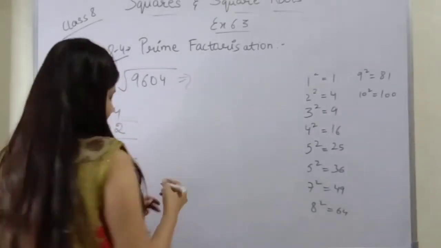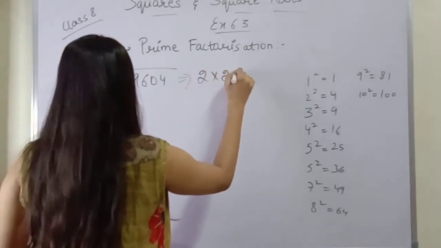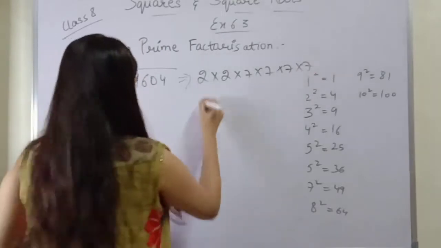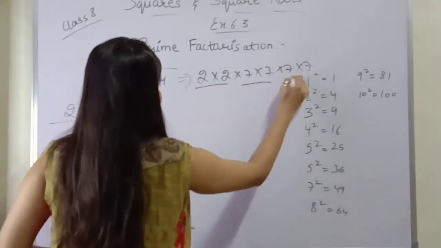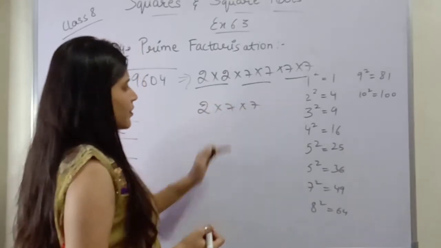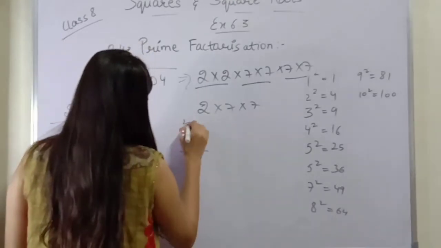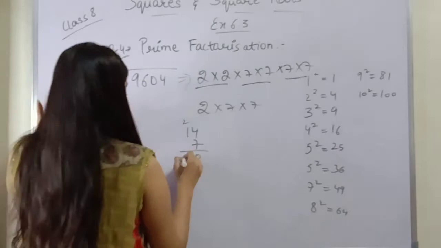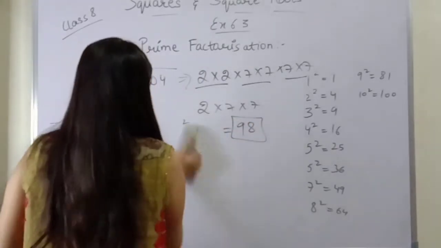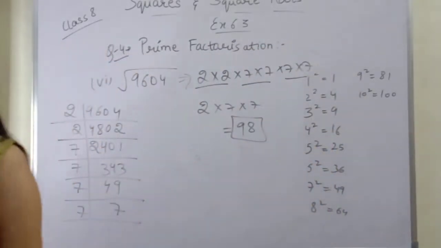So it means 2 into 2 into 7 into 7 into 7 into 7. Start making the pairs. 2 का pair, 7 7. So 2 into 7 into 7. 7 2s are 14 and 14 7s are 7 4s are 28. 7 1s are 7, 8, 9, 98. It means that square root of 9604 is 98. This was part number 6. Now let's come to the next part.